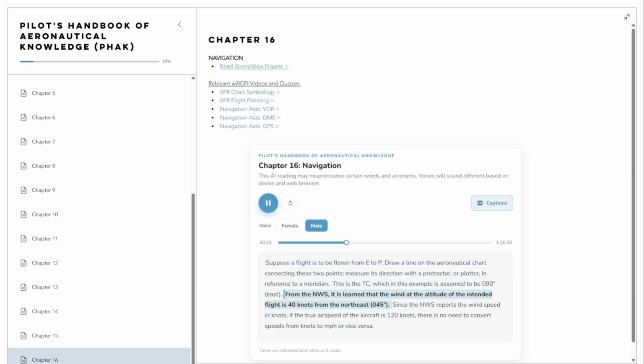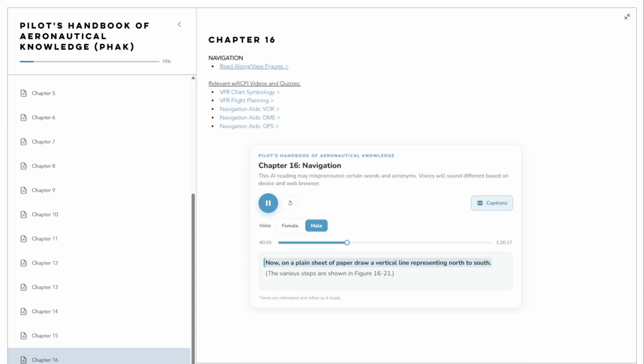From the NWS, it is learned that the wind at the altitude of the intended flight is 40 knots from the northeast, 045 degrees. Since the NWS reports the wind speed in knots, if the true airspeed of the aircraft is 120 knots, there is no need to convert speeds from knots to mph or vice versa. Now, on a plain sheet of paper, draw a vertical line representing north to south. The various steps are shown in figure 16-21.